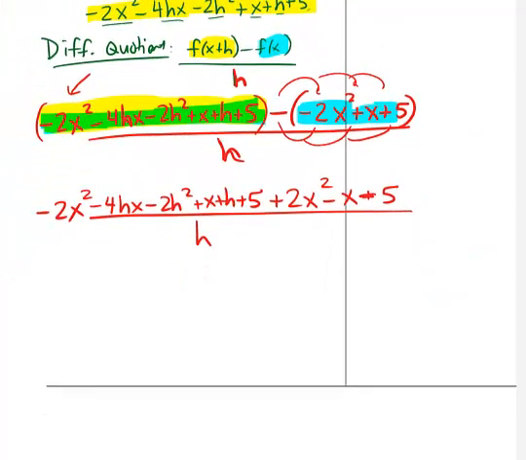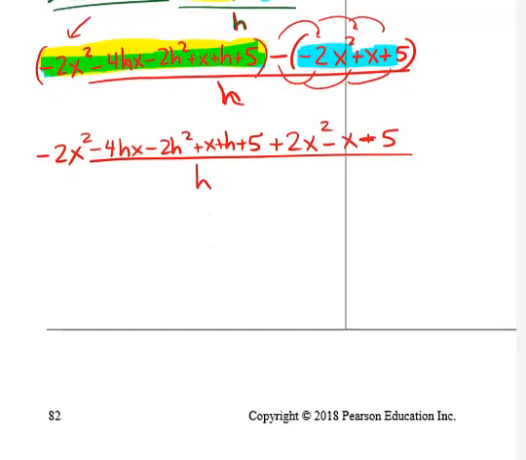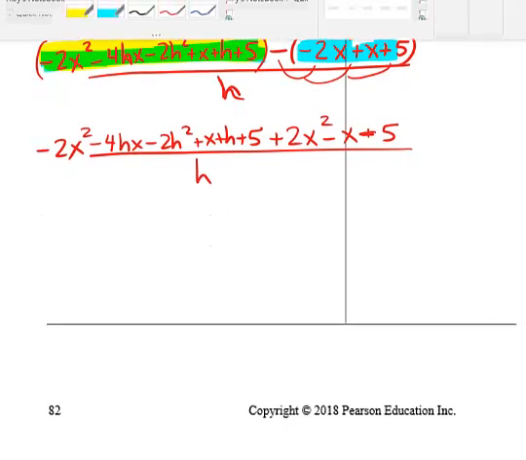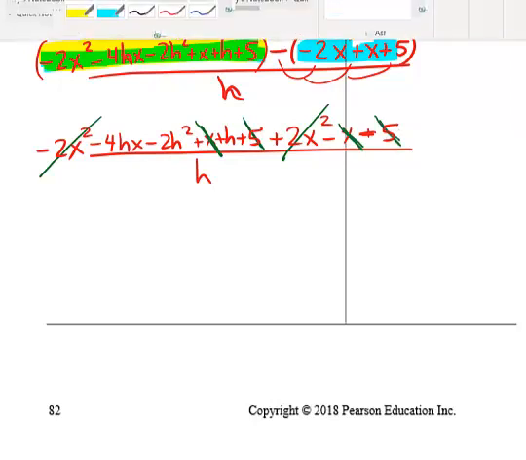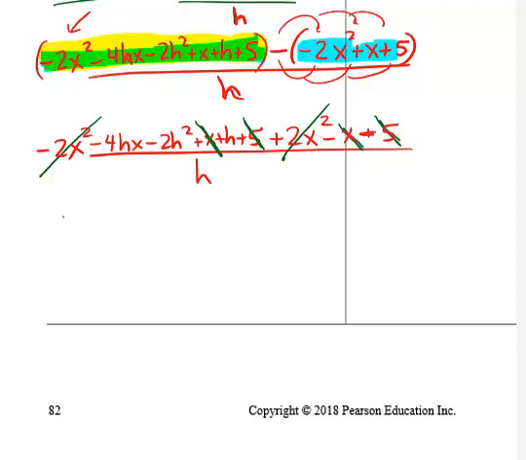So now what's left? This is a point where a lot of things should cancel. If you did it right, there should be a lot of terms that just disappear. For example, the negative 2x squared and the 2x squared cancel. The plus x and the minus x cancel. The plus 5 and the minus 5 cancel. Now I'm just looking at what's left here. Everything that's left should have an h attached. 4hx minus 2h squared. I think that was it, huh? That's all that's left on the top? Yeah. All over h.